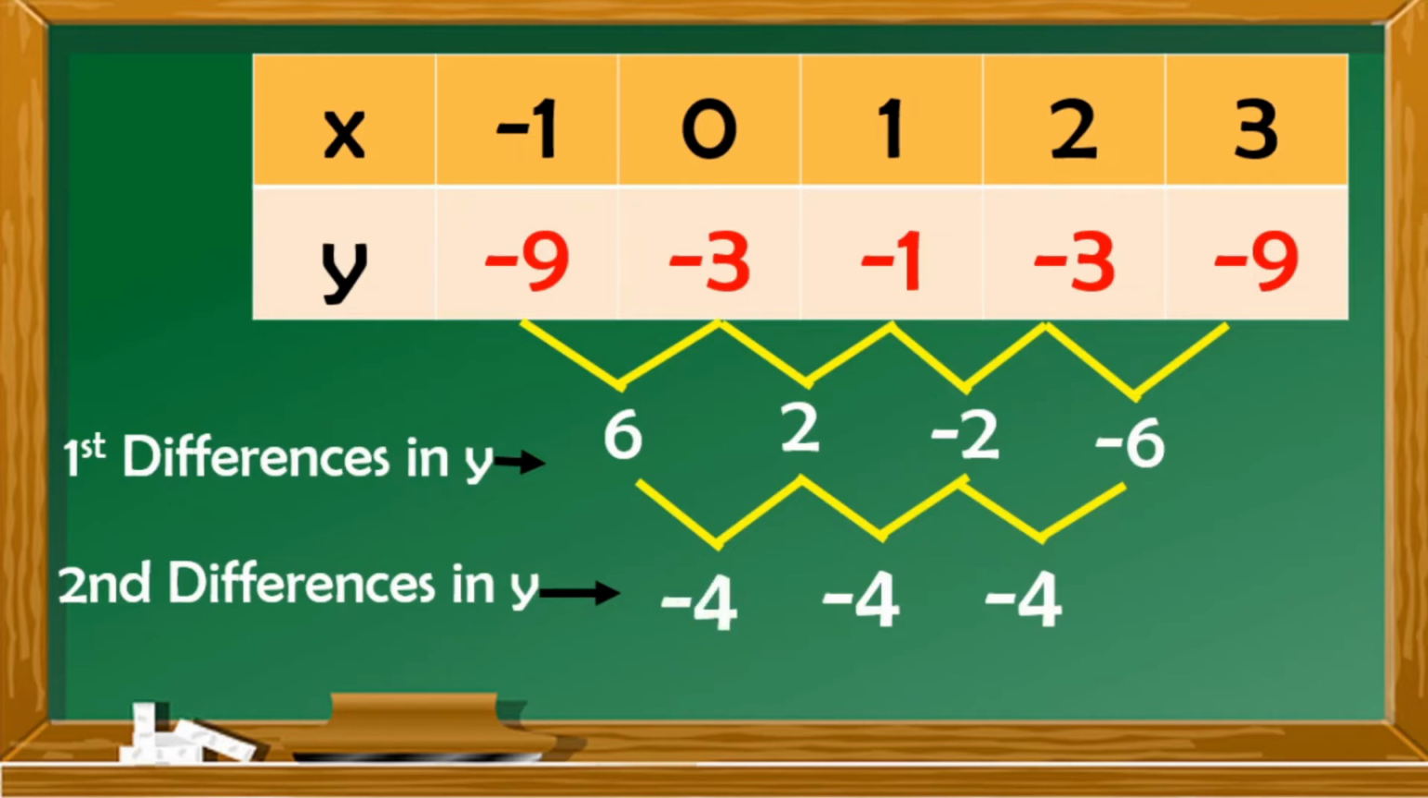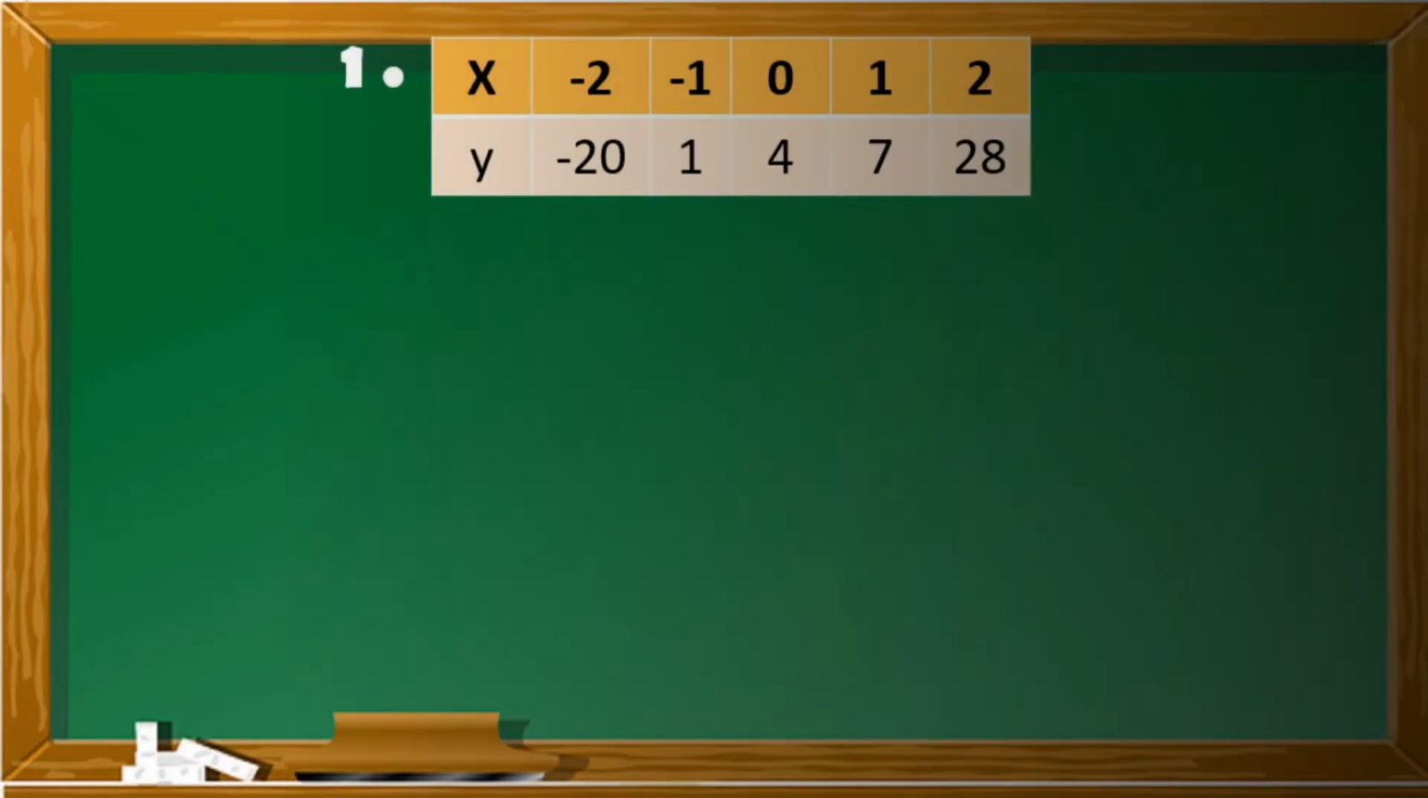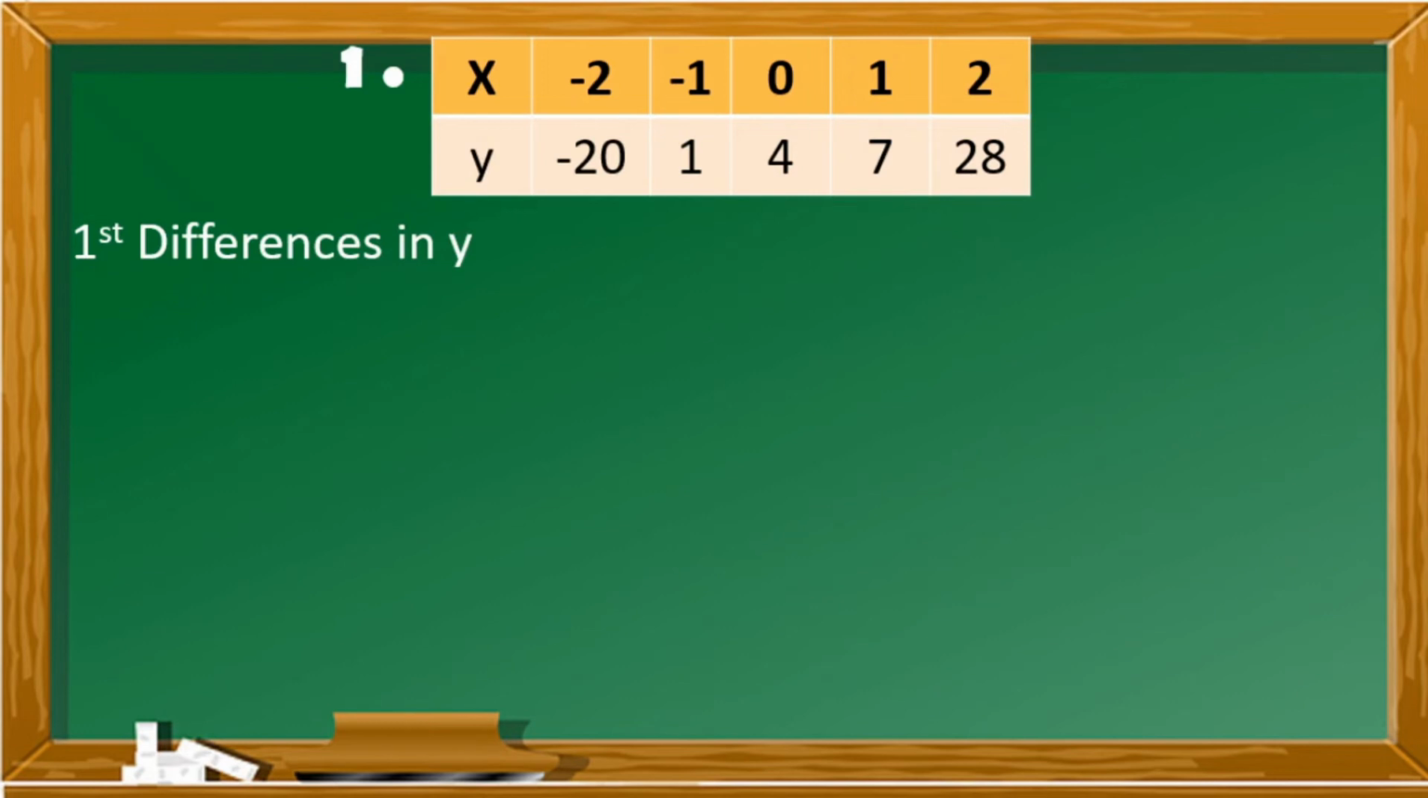As you can see, the second differences are equal. Now, let me see if you can identify which table of values represent a quadratic function. Is table number 1 quadratic? Let's find out. Let's start by getting the first differences in y.